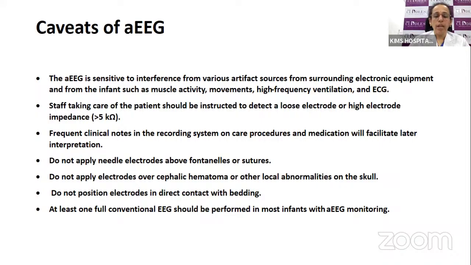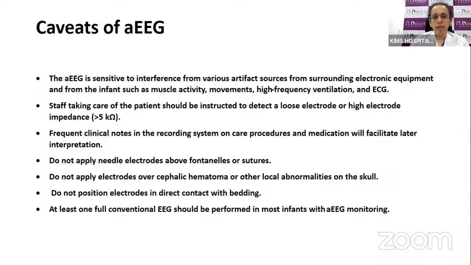And we should take care not to apply the needle electrodes above the fontanelles or sutures or any cephalhematomas. So that may lead to further worsening of the baby's condition and misinterpretation of the EEG. And if any local abnormalities are there in the skull, there also we should try to avoid placing the needle electrodes. And the electrode should not be placed in direct contact with the bedding of the baby. And as we discussed, the hydrogel electrode should be placed at the appropriate position on the scalp where there is minimal hair with the complete occlusion preventing the air entry.